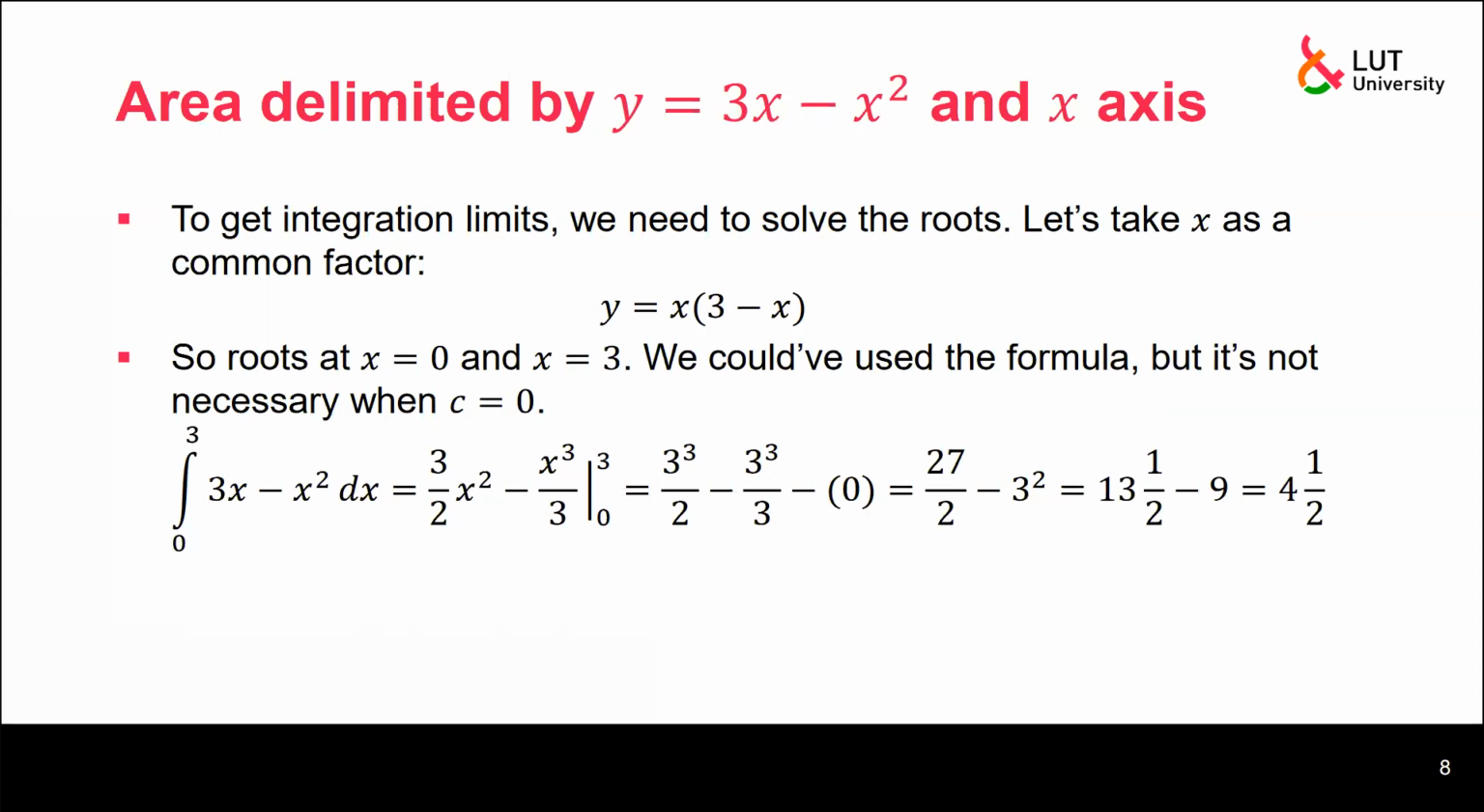Okay, well, we could use the formula for solving a second-degree equation, but now that c equals 0, we can just take x as a common factor. We can see immediately that this is 0 if x is 0, or 3 minus x is 0, and 3 minus x is 0 when x is 3.